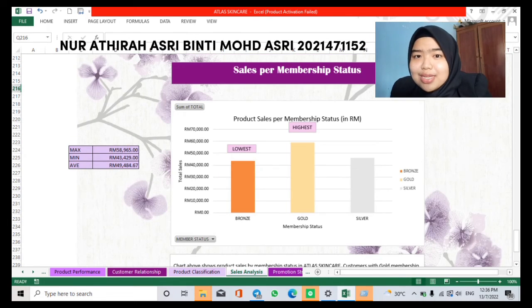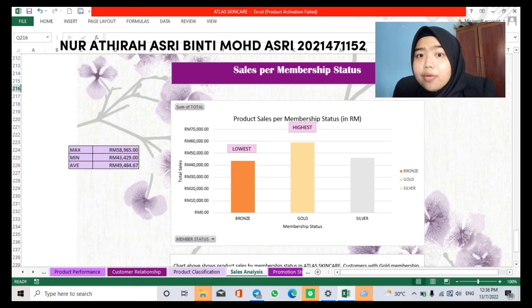This chart portrays product sales by membership status in Atlas Skincare. Customers with Gold membership status contribute the highest revenues in product sales. Gold membership status has over 500 transactions compared to Bronze and Silver membership status. Customers with Gold membership product sales are 58,965 ringgit, which almost covers 40% of total sales in Atlas Skincare. Bronze membership status has the lowest product sales, which are 43,429 ringgit with 434 transactions.